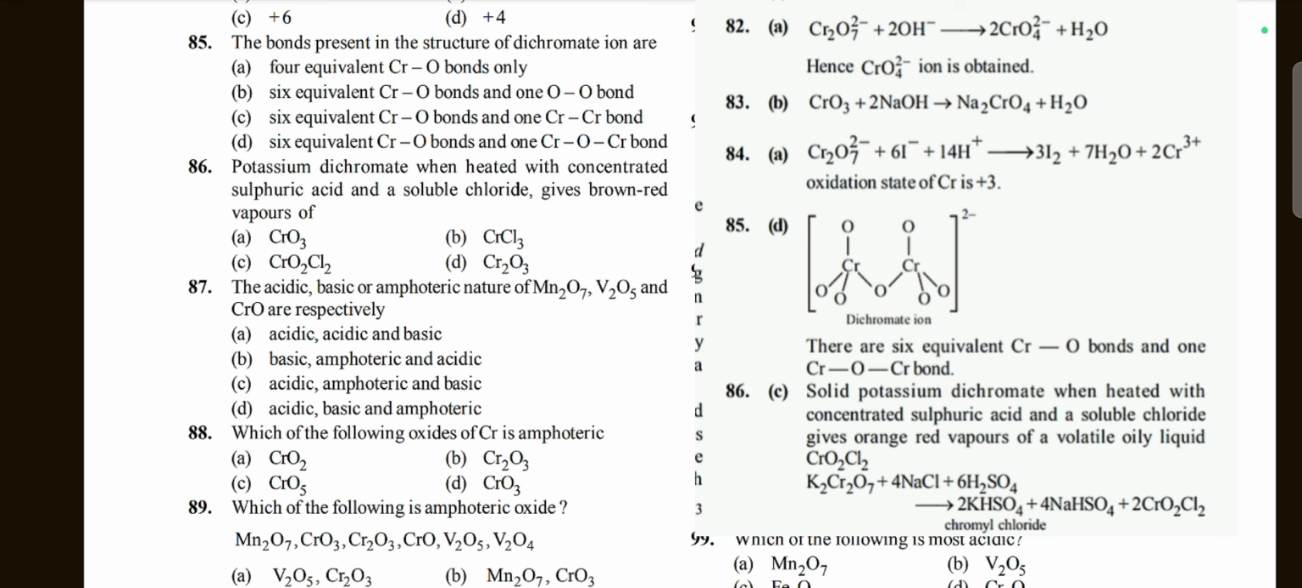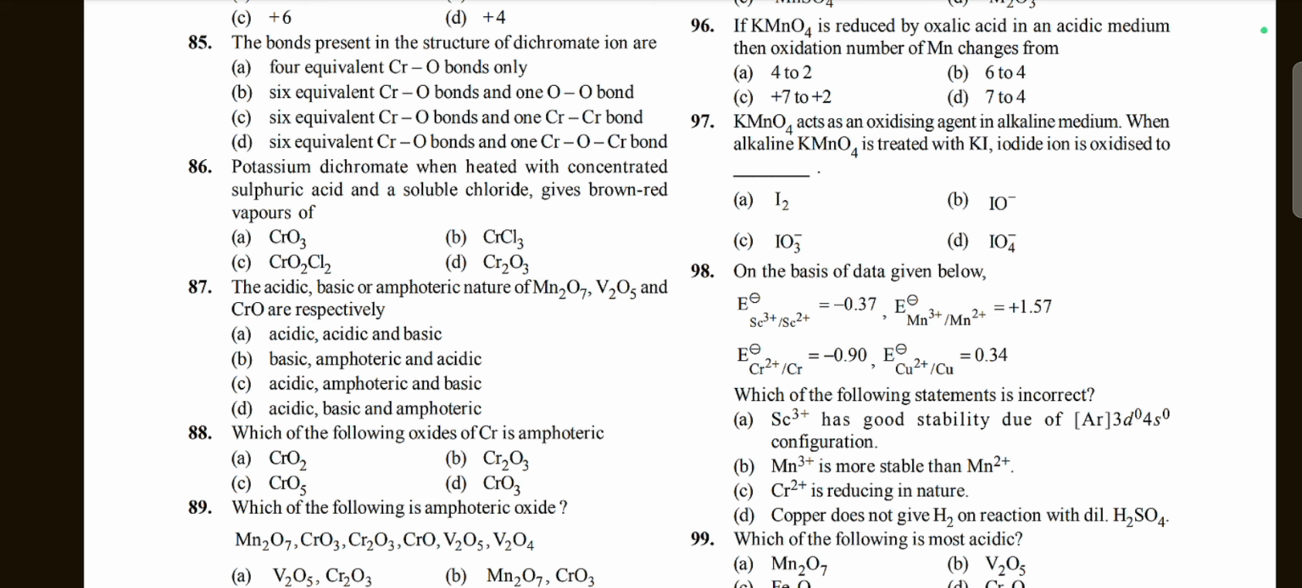Potassium dichromate, when heated with concentrated sulfuric acid and a soluble chloride, gives brown red vapors of... So here are the equations. K2Cr2O7 plus 4NaCl plus 6H2SO4 gives 2KHSO4 plus 4NaHSO4 plus 2CrO2Cl2 plus 3H2O. So option C will be correct, CrO2Cl2.